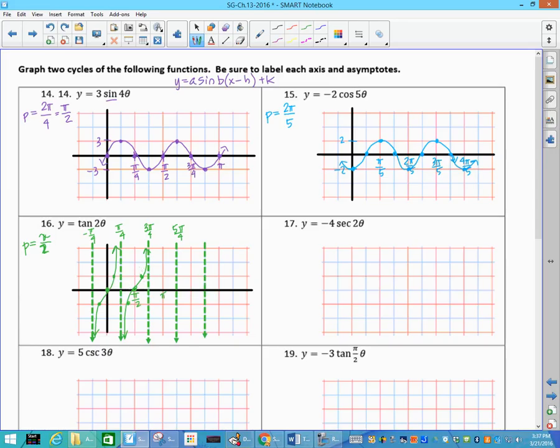Okay? 17, negative 4 times the secant. Secant is 1 over the cosine. So my period is going to be 2 pi over that number of 2. And that, of course, gives me pi. And so let me go put my axes again.